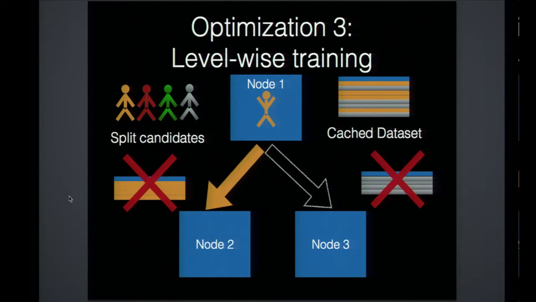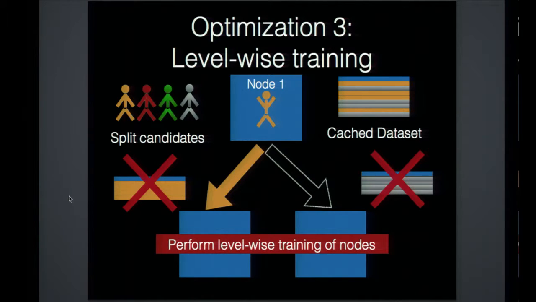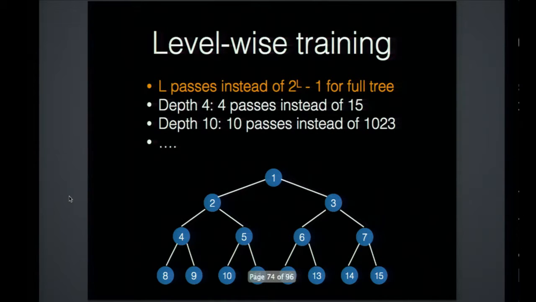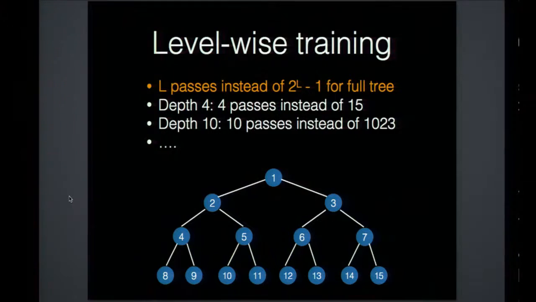Moreover, if you notice carefully, any instance that doesn't belong to node 2 belongs to node 3, and vice versa, since they're just using opposite filtering criteria. So why not train them in parallel? What we have ended up doing is performing level-wise training of the nodes, where we train all nodes at a particular level in a tree simultaneously. So if you have L levels in a tree, you'll end up making L passes over the data instead of 2 raised to L minus 1. At depth 4, you will end up making 4 passes instead of 15. These are substantial savings even for shallow trees. And at depth 10, you'll end up making 10 passes instead of 1023. So again, significant savings in I/O.